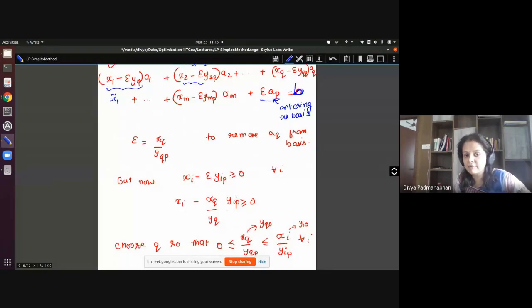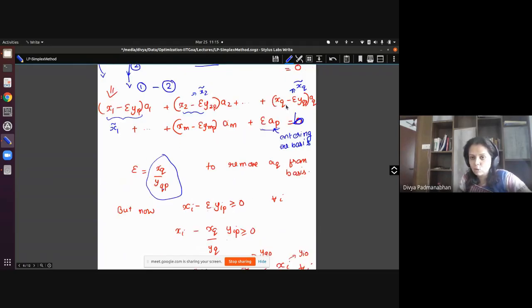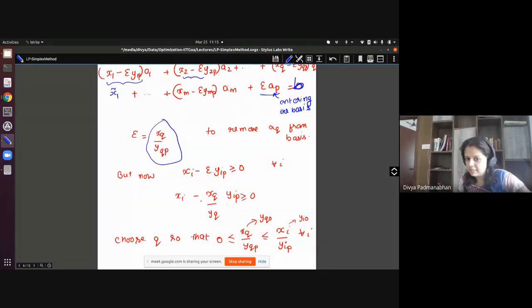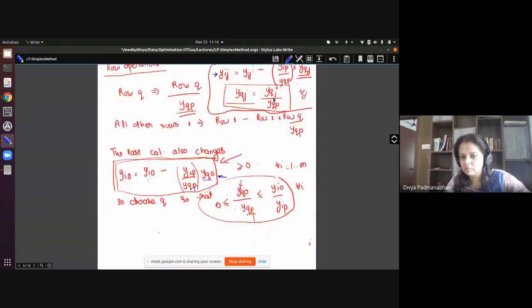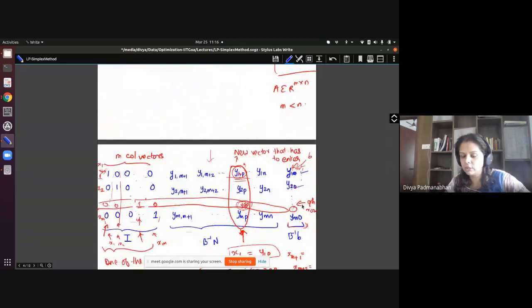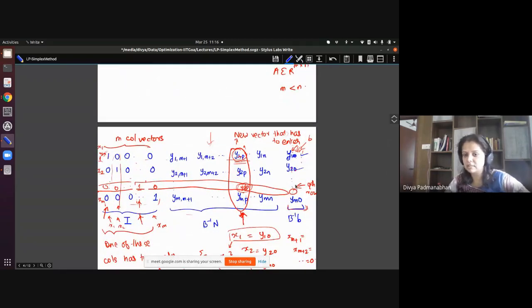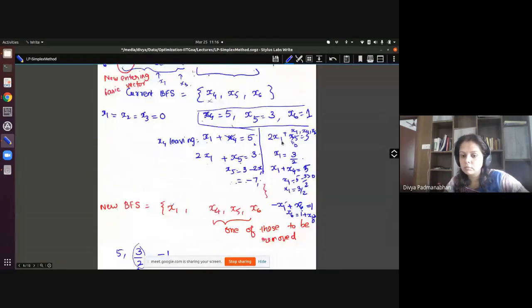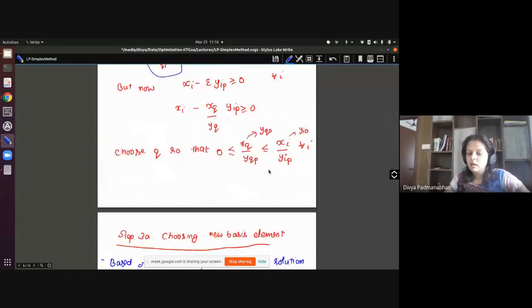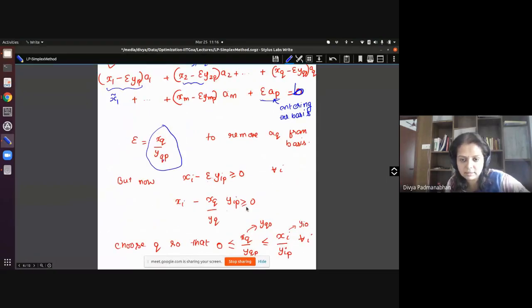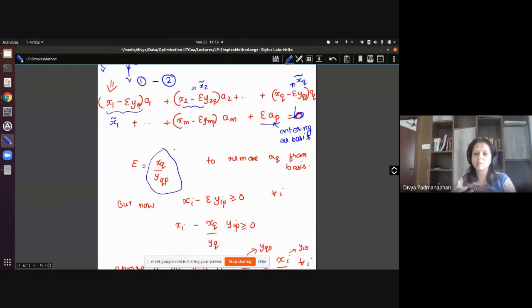In general, you want every xi minus epsilon yip to be greater than or equal to zero. In particular, if you fix epsilon as xq by yqp, so that this quantity becomes zero, then this is what is going to happen, xi minus xq by yqp times yip. In terms of the previous notations, this xq was exactly the yq0 value. So xq corresponded to this last entry, from this original basis you got xq as yq0. That's what happened here. So that's why the q's are chosen in this manner; this is just another view of seeing it in terms of the column space.